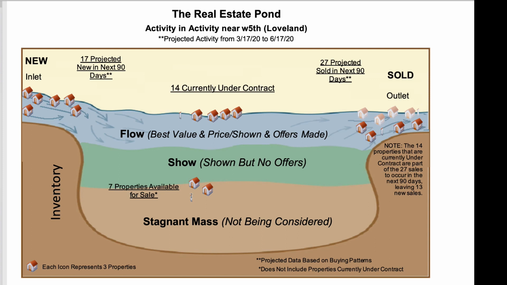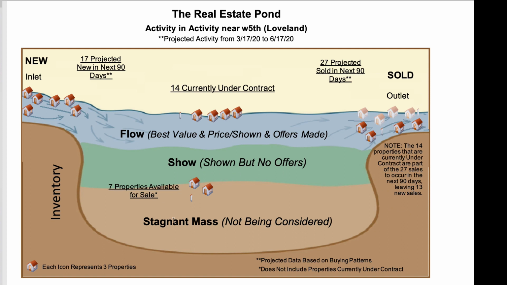And we saw that even in this market where a lot of properties are selling, we do have properties that are basically taken off the market because they couldn't sell for the value they had and where they were priced. Now, this is a great little analogy, and this is a projection based on the current rate of sales. It's also filtered with the buying pattern, and you can see we're projecting 27 properties to sell in the next 3 months. There's already 14 under contract, so that leaves 13 new sales.